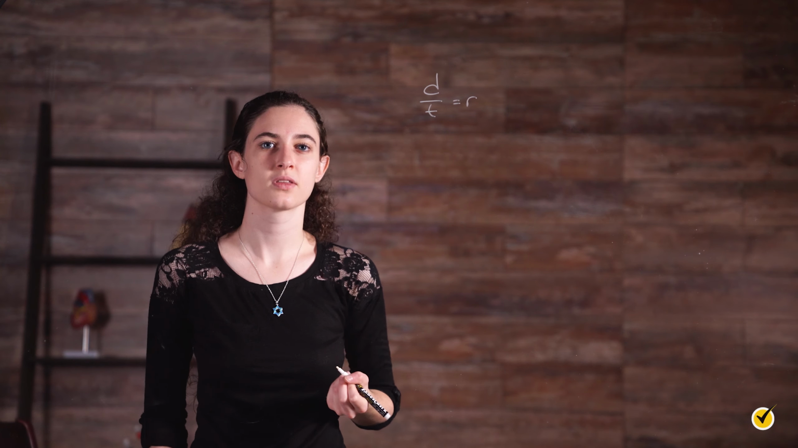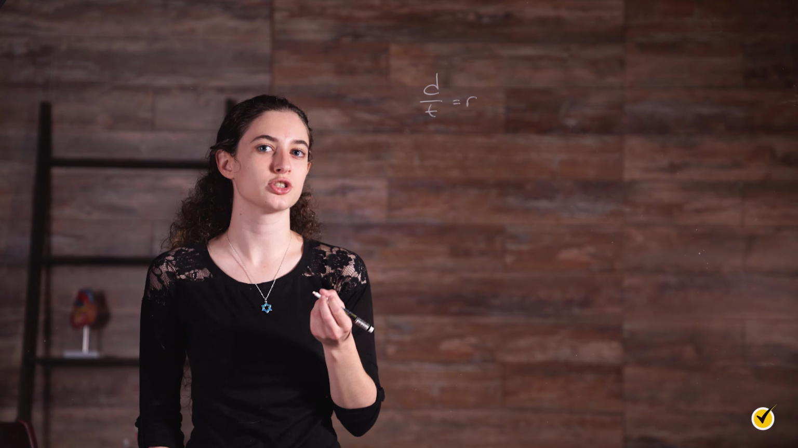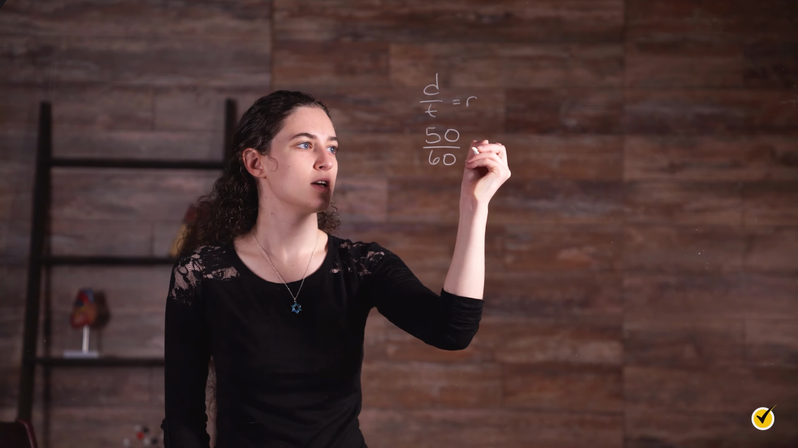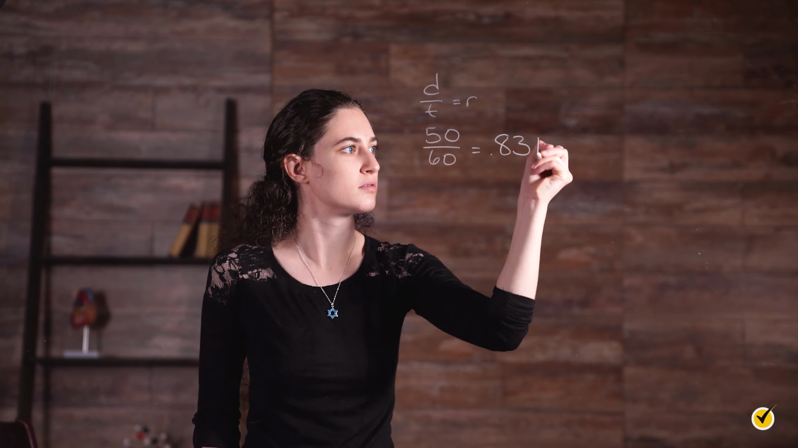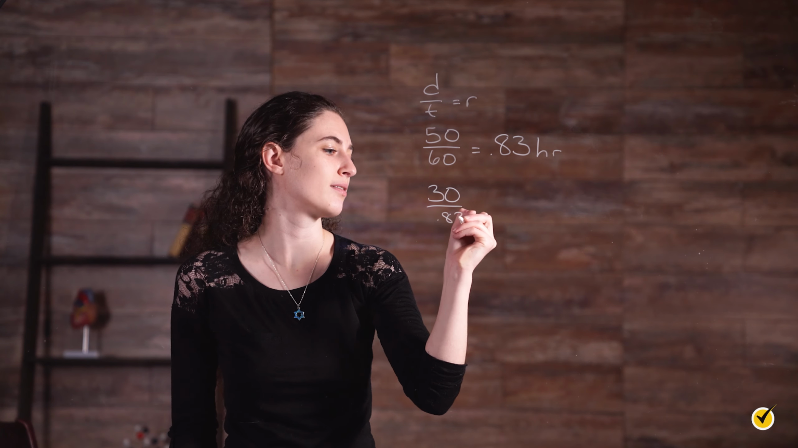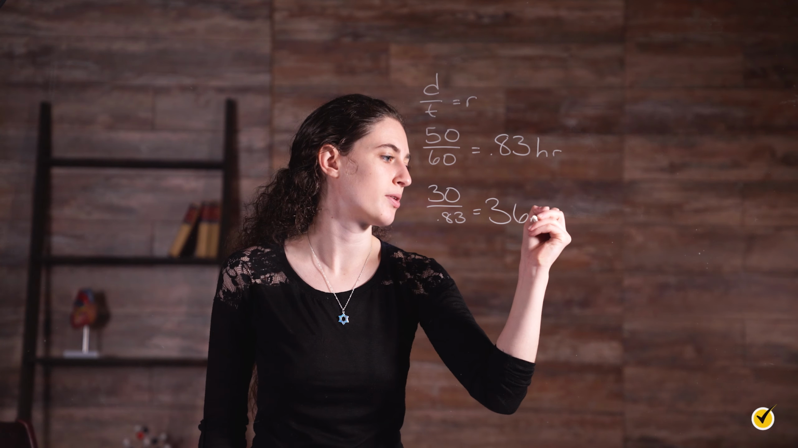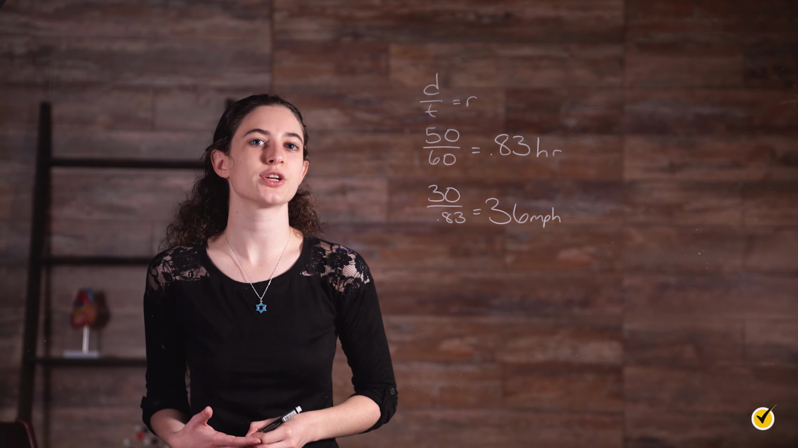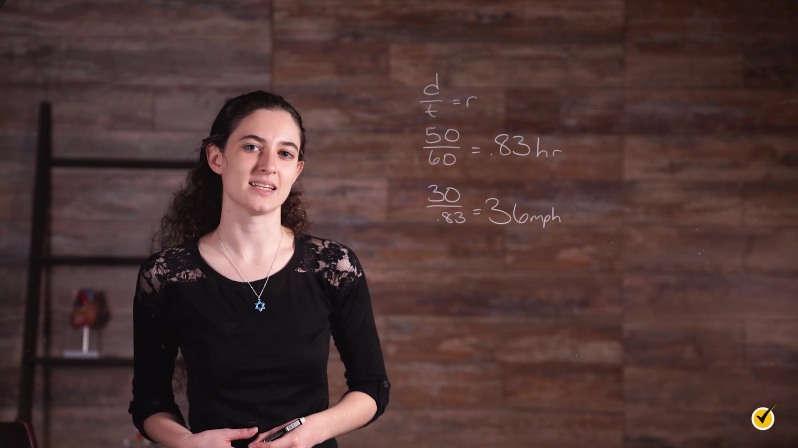First, we're going to solve the equation for the rate of speed. So d over t equals r. Then we're going to convert 50 minutes to a fraction of 1 hour. 50 minutes over 60 minutes gives us 0.83 hours. Now we're going to plug it into our equation. So 30 divided by 0.83 gives us 36 miles per hour. In order to get to the interview on time, an average rate of speed of 36 miles per hour must be maintained.